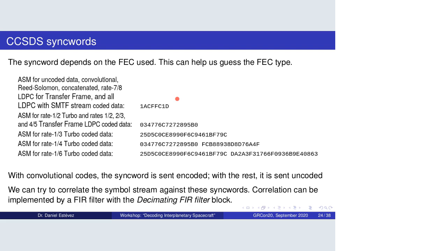For the rest of the error correction schemes, it's the other way around. The receiver first searches for the sync word in the data, and then it can know where the frames start, and then it can push those frames to the error correction decoder. So we are going to use correlation to find this sync word, actually. And the way we correlate is, again, using the decimating FIR filter block.